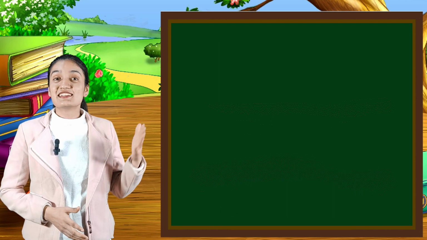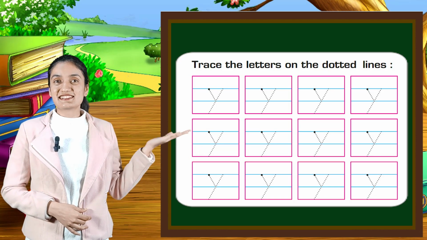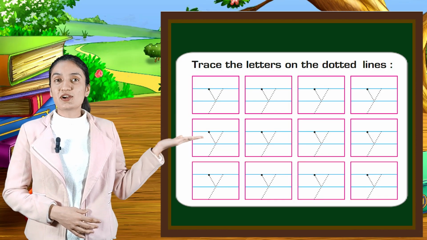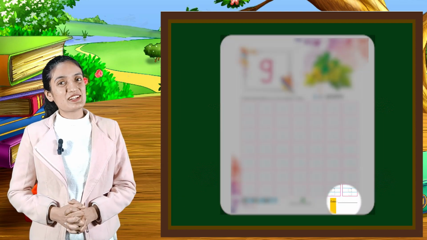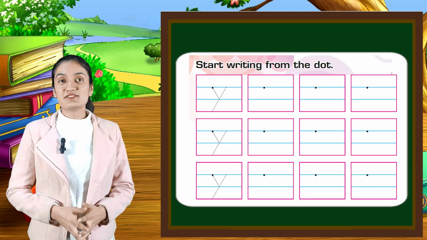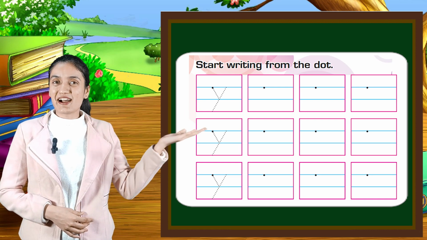Next letter is small y. Y for yacht. Trace the letters on the dotted lines. Join all the dots and trace letter Y. Mention the date in your notebook. Start writing from the dot. Here is dot and start writing Y.